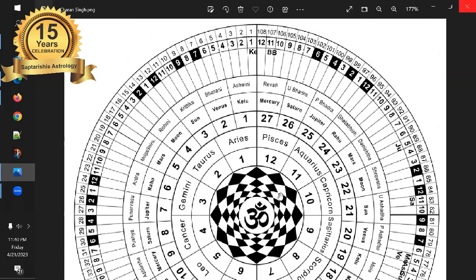Then the seventh circle has the Navamsha sign associated with each of the padas. So Ashwini nakshatra first pada will be in Aries, Ashwini second pada will be in Taurus, and likewise for all nakshatra padas. What Navamsha is represented by those nakshatra padas is given here.